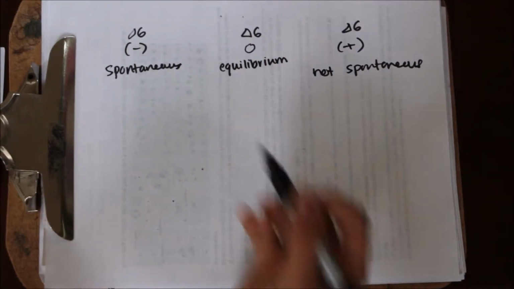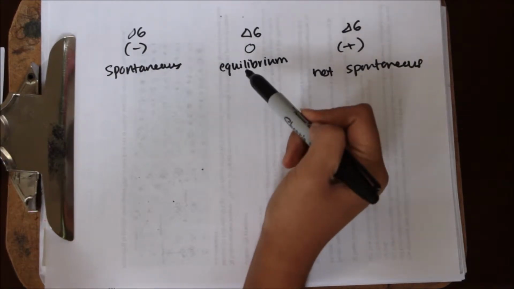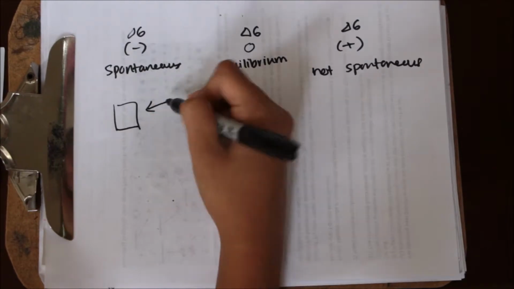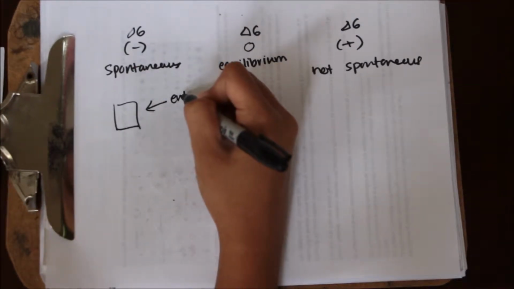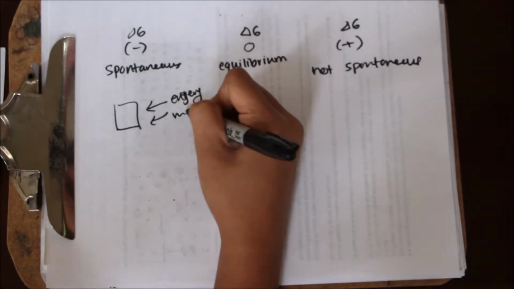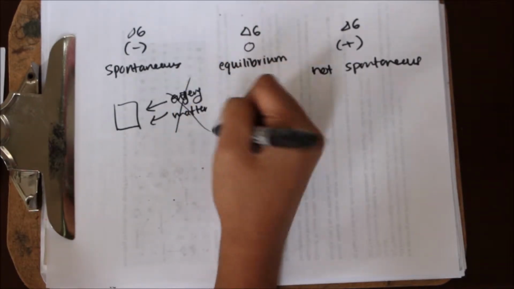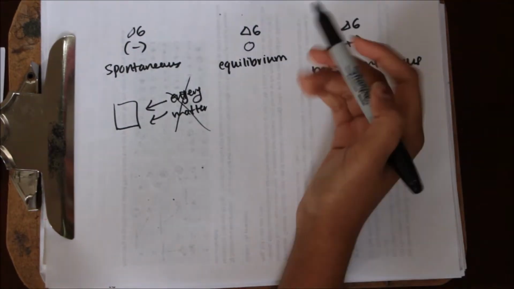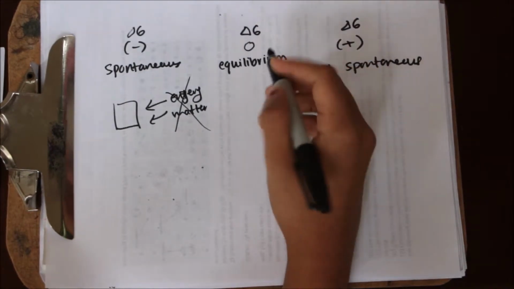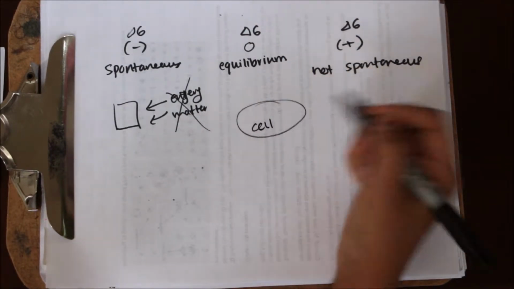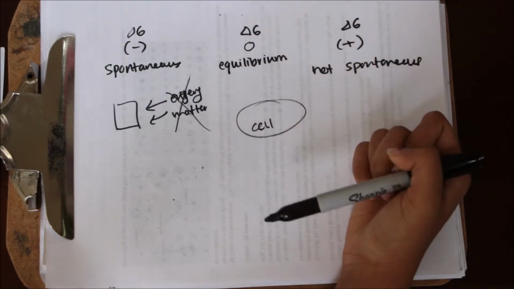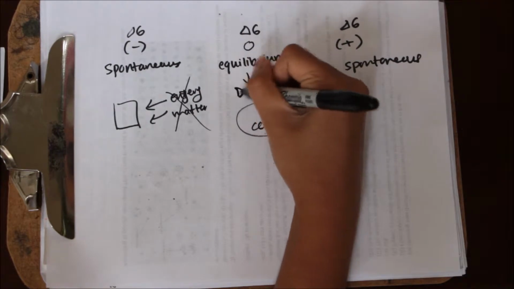So if you think about it, an isolated system always reaches equilibrium. Isolated means that no heat can enter, no energy can enter or exit, and matter can't exit or enter. So once something reaches equilibrium, it has a delta G of 0. But if you think about a cell, if you have delta G equal to 0, that means you have no energy to do work. So basically the cell is dead.